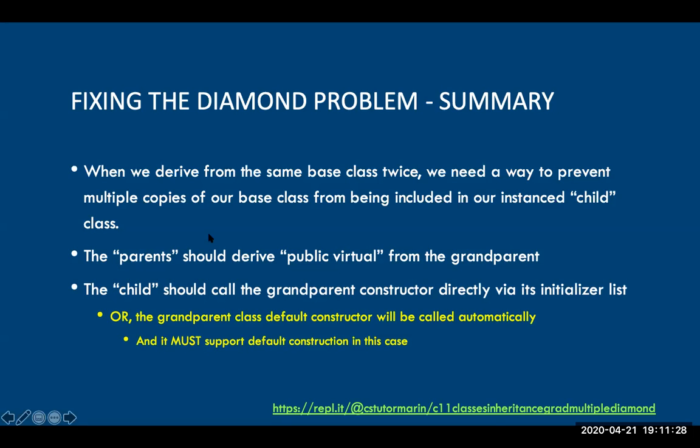So the child essentially can call the grandparent's constructor directly via its initializer list, right, if it wants to, unless the grandparent or the most base class has a default constructor. Okay, so there's a couple links there to let you look at that code, but we're not gonna do any big exercise on that. It won't be in any of the homeworks, but it is definitely a good one to learn and be familiar with. Any questions on that stuff?